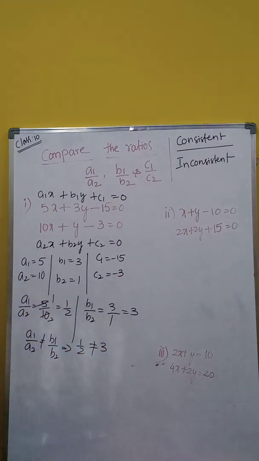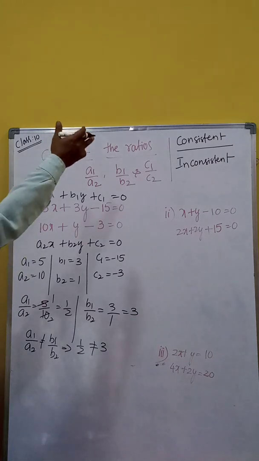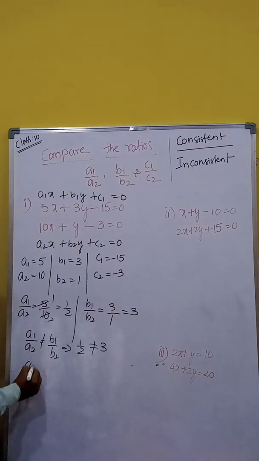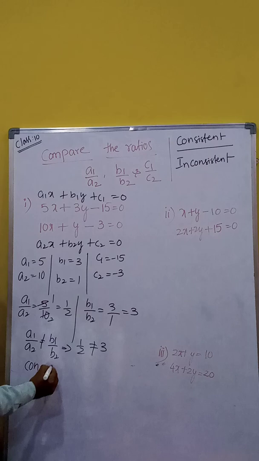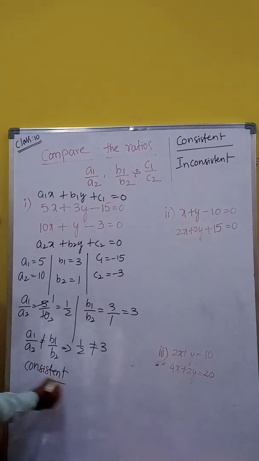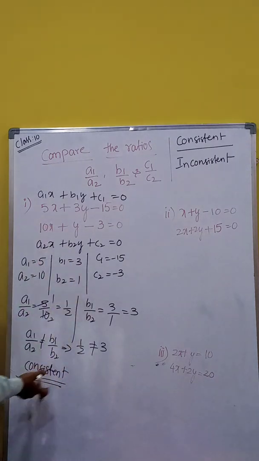If the first two are not equal, then it is consistent directly. What is this one? Consistent. It has one solution. The pair of linear equations is consistent if both are not equal.